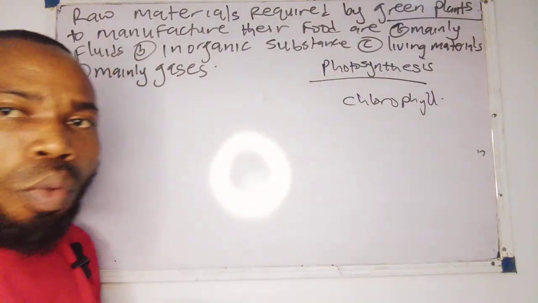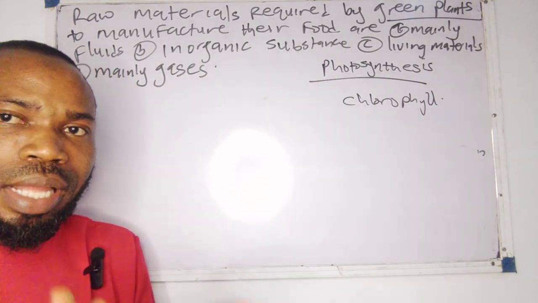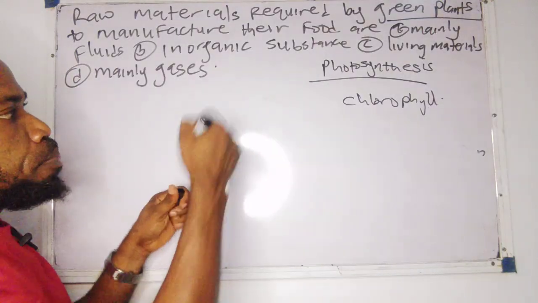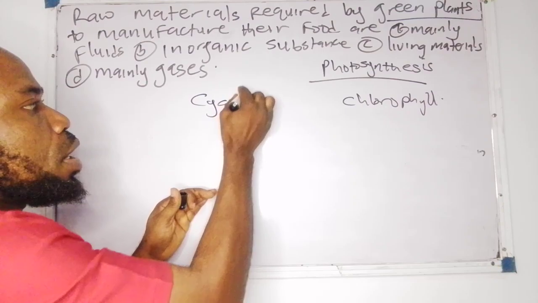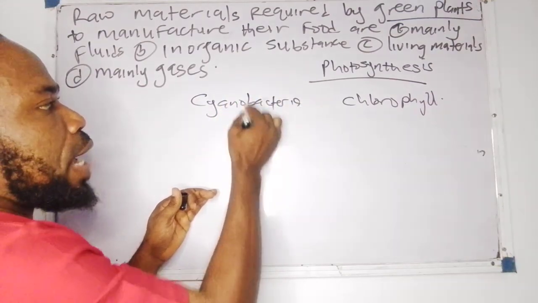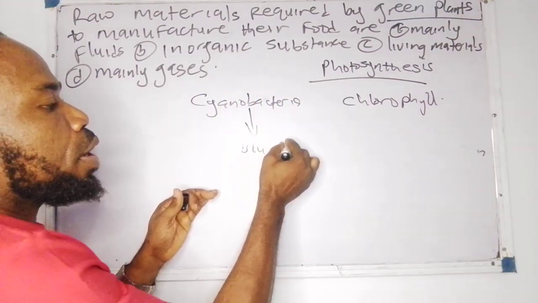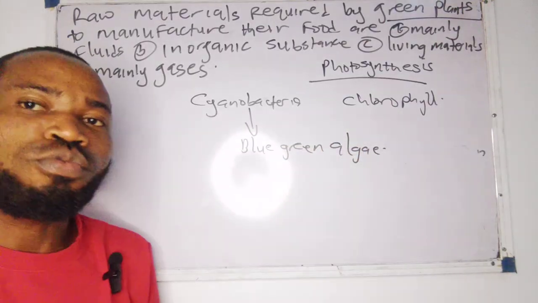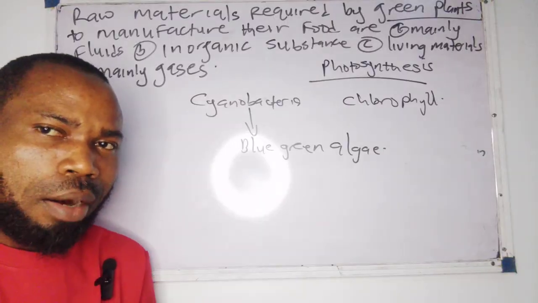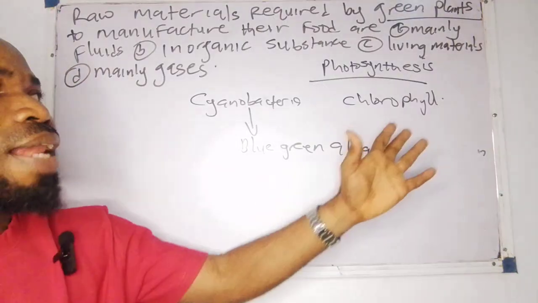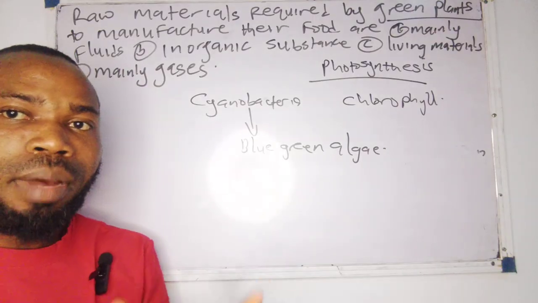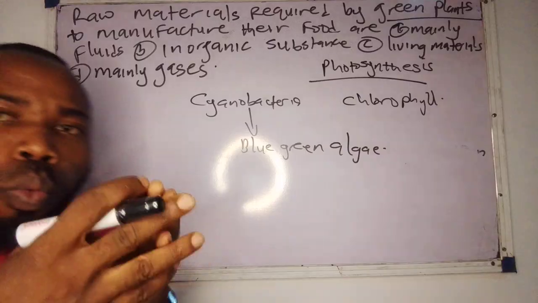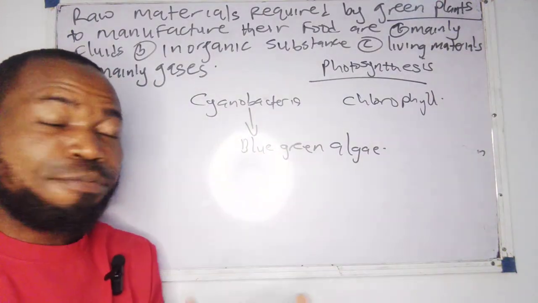chlorophyll. Meanwhile, it's not just plants that can manufacture their own food by themselves. Some bacteria, the cyanobacteria, which are also regarded as the blue green algae, can also manufacture their own food by themselves. But this time around, we are going to be looking at green plants. How do green plants manufacture their food and what do they require? So what they're asking us here is, what do they require to manufacture their food?